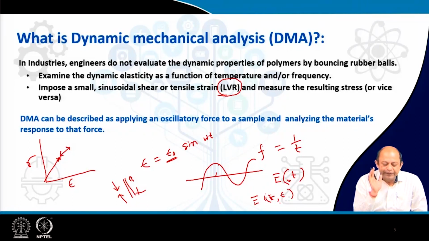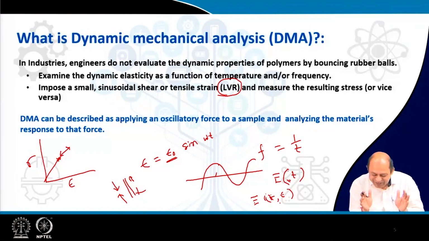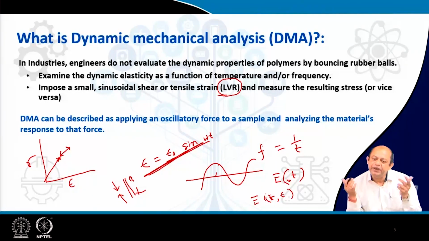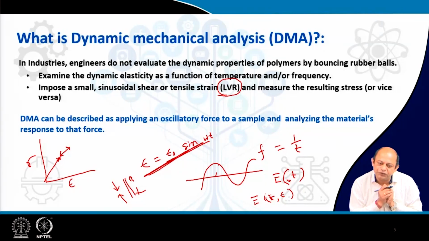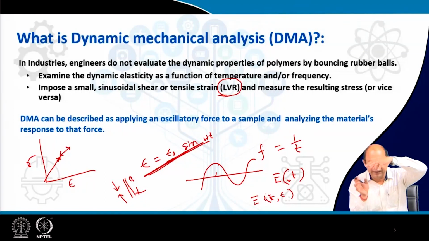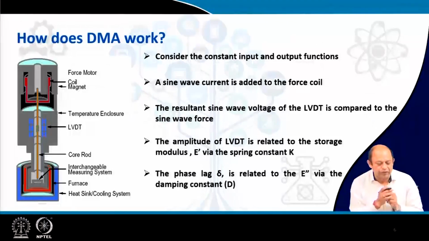So, DMA can be described, for the time being, and only for simplicity, I showed you that the oscillatory deformation or stress is sinusoidal. It can be any periodic force or strain in general. So, DMA can be described for the time being as applying an oscillatory force to a sample and analyzing the material's behavior. Ultimately, I am just taking the ratio of stress and strain dynamically to get the modulus, and I am coming into the details of it in a short while.